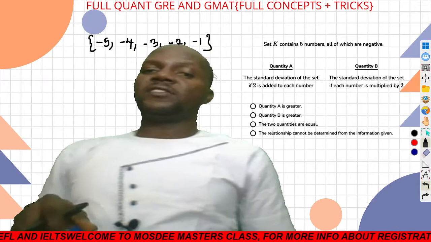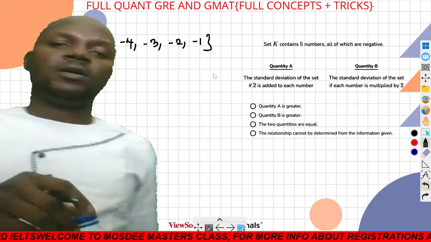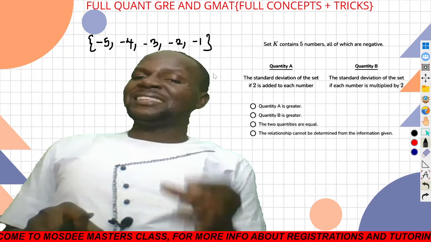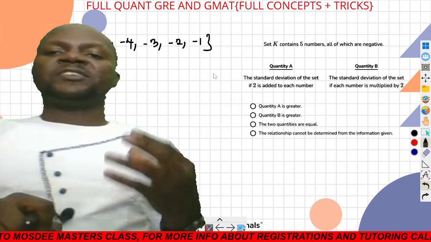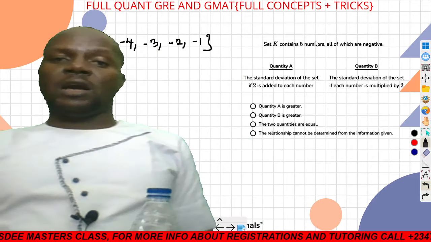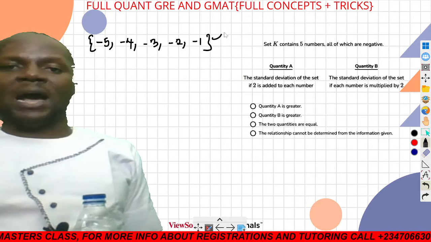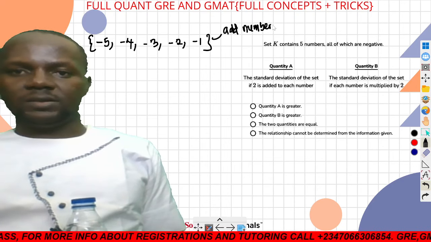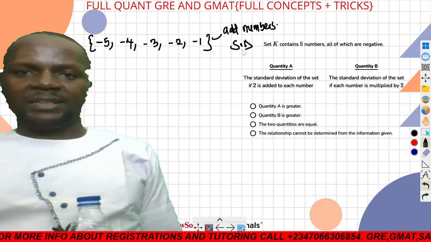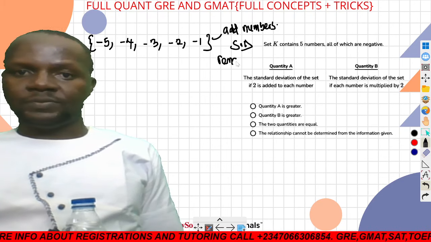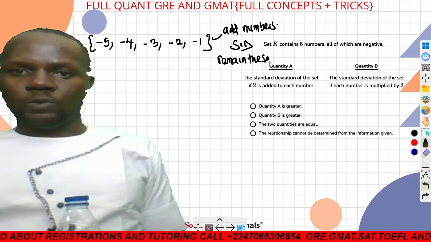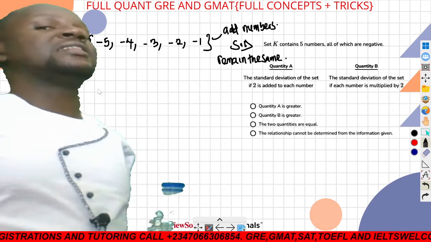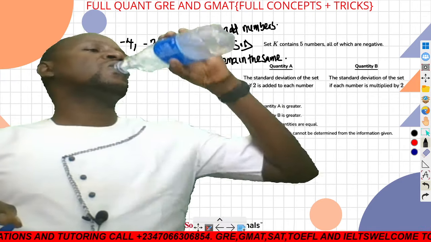Now the first one says quantity A: the standard deviation of the set if 2 is added to each number. I have said this before, and if you are new to the concept, keep it in mind: when you add numbers to a set, the standard deviation (SD) remains the same. So as far as we are adding a number to each of these, the standard deviation will be the same.